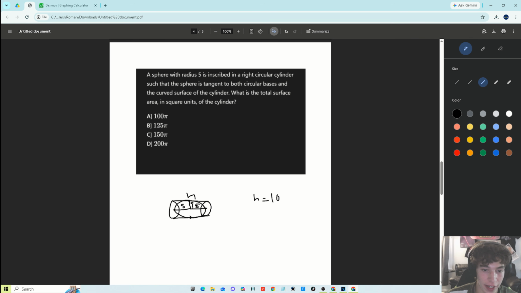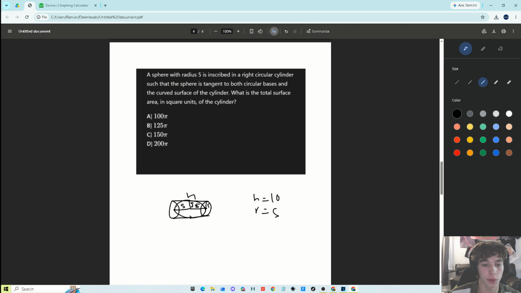And then we can also see this is a radius too. So this is 5, and that matches up exactly with the radius of the circular base of the cylinder. Sorry if there's so many numbers here, but basically the radius of the circular base of the cylinder is the same as the radius of the sphere. So radius equals 5. And since we're finding the surface area in square units of the cylinder, and we have all these, we can find it.